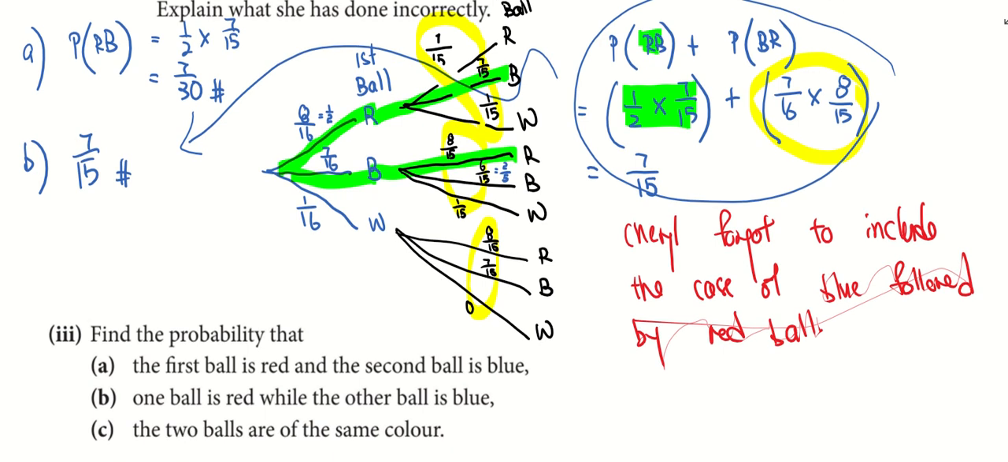So I only consider the probability of red, red, add to the probability of blue, blue. So look for the stem again. Red, red, followed by blue, blue. Look for the correct stem and insert the number.